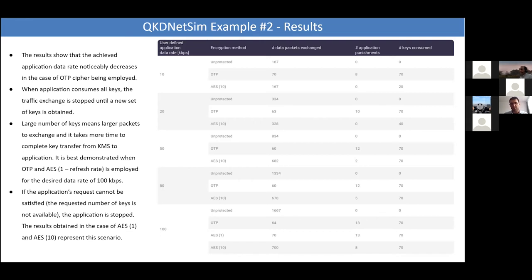So currently we implemented one local variation of the application stating that the application is going to have its own local buffer to fetch the key and then to ask for the keys. Why? Because this way it can adapt to the quality of service performance, not waiting for the key to be fetched from the KMS, but having these local reserves internally on the local node that can be used for the encryption itself. So this QKD simulator provides you this kind of testing, this kind of performance evaluation.